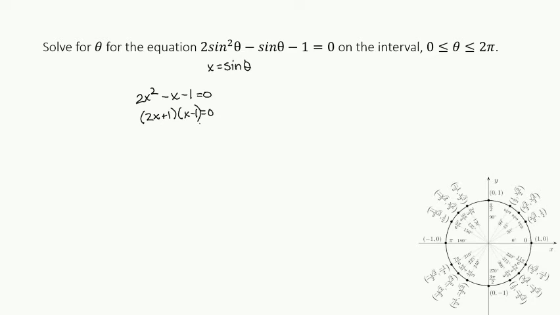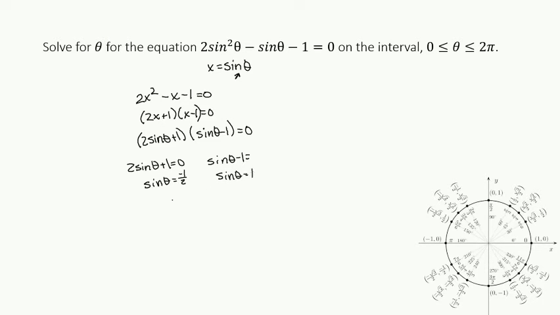And then before you do anything with this, you need to plug sine of theta back in. So it's going to be 2 sine of theta plus 1 times sine of theta minus 1 equals 0. So then you can set both pieces equal to 0 and solve for sine of theta. And that will give you sine of theta equals -1/2 and sine of theta equals 1.